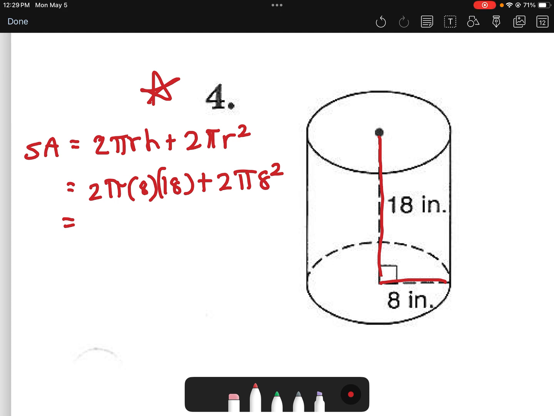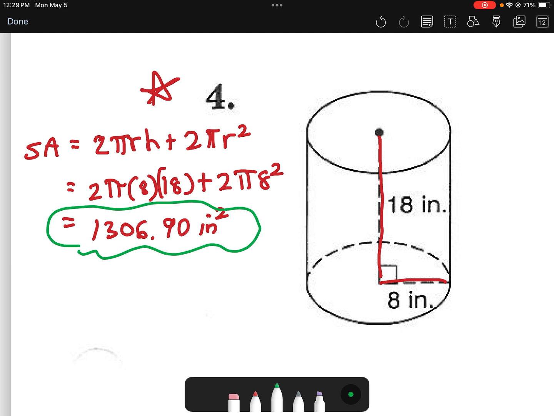Type all of that in. You're going to need a calculator because you're going to need to use that pi button. You're going to get a big number. That's okay. 1306.90 square inches. Okay, so if you found the area of your 2 circles and the rectangle that wraps around those 2 circles, that's what the area would be. The rest of the problems on this page are done exactly the same way.